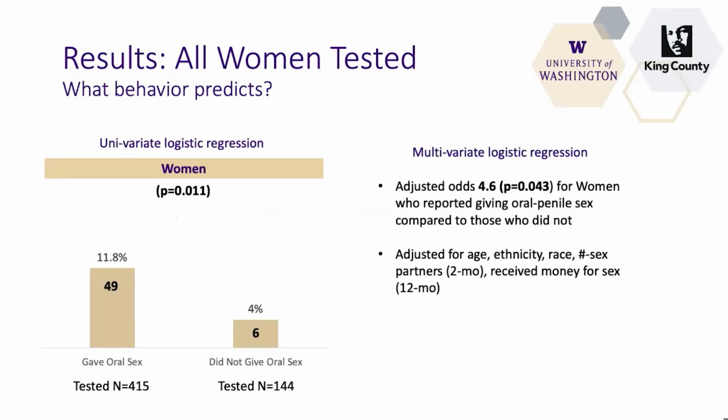This association held true in a multivariate logistic regression analysis, where the odds ratio was 4.6 for GC positivity at the pharynx when you compared women who reported giving oral penile sex compared to those who did not report giving oral sex. This was adjusted for age, ethnicity, race, number of sexual partners, and transactional sex in the last 12 months.